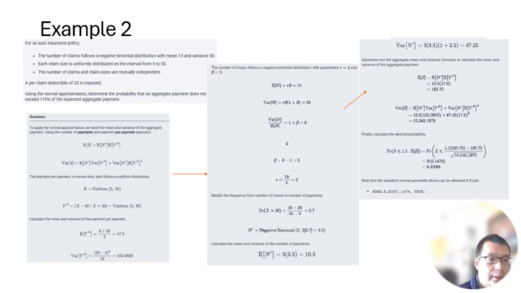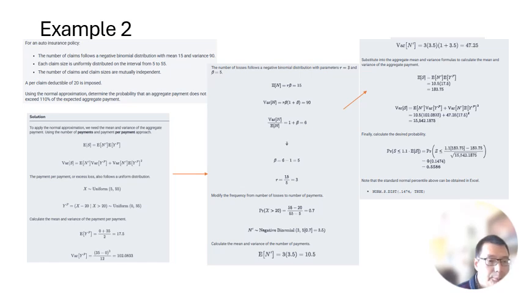And variance is this formula 2. The payment per payment of excess loss also follows a uniform distribution. So we can get Y^P equal to X minus 20, conditional on X greater than 20. So it follows a uniform distribution of 0 to 35. Calculate the mean and variance of the payment per payment.